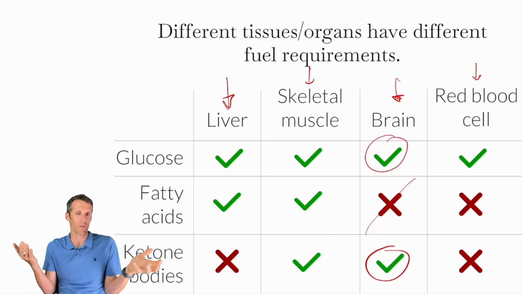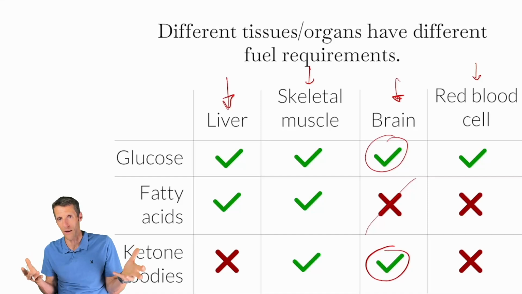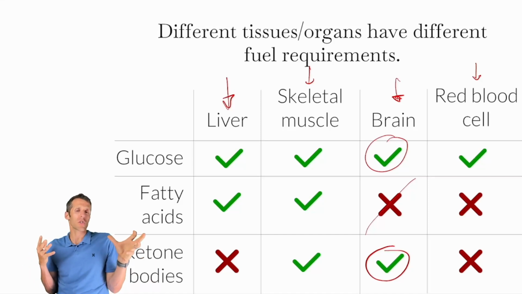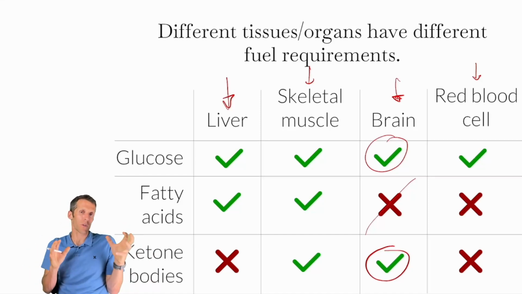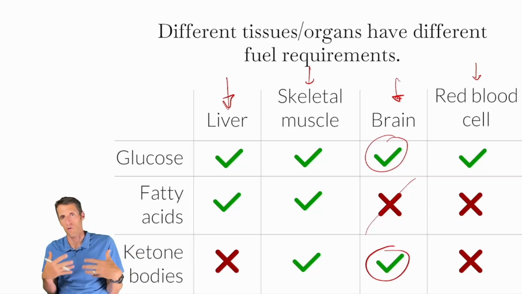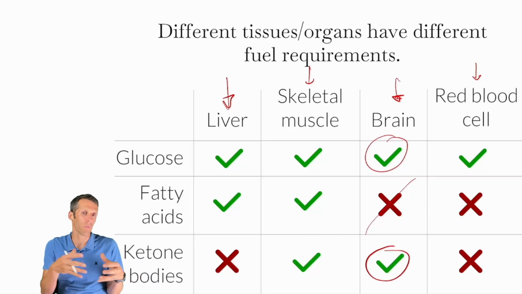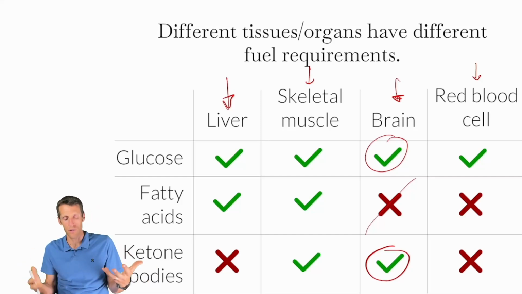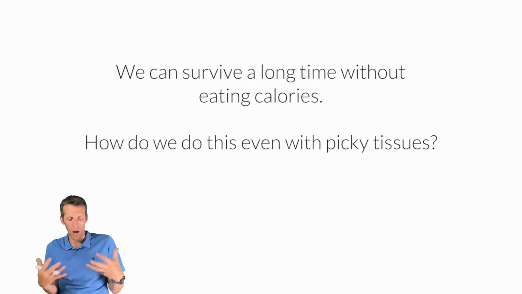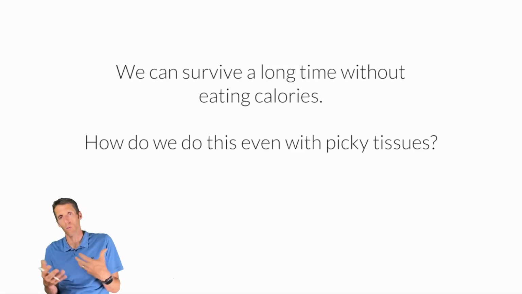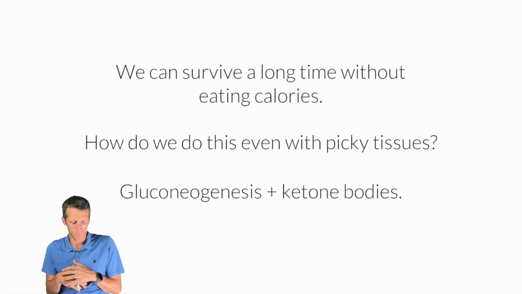And to be a net exporter of ketone bodies, the last thing you want to do is break it down. So what's our problem? We're trying to ask the question, what happens when you're under starvation conditions, you're not consuming calories. You've got this store of calories in fat and the store of calories in muscles, and then you've got all these tissues that have different requirements. So how can we survive even with these picky eating tissues?